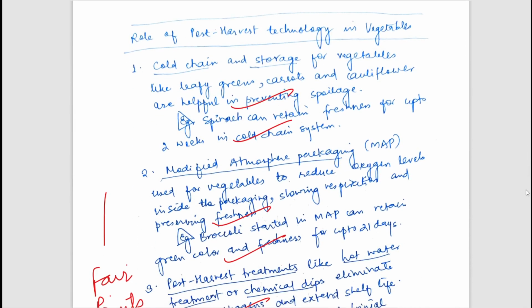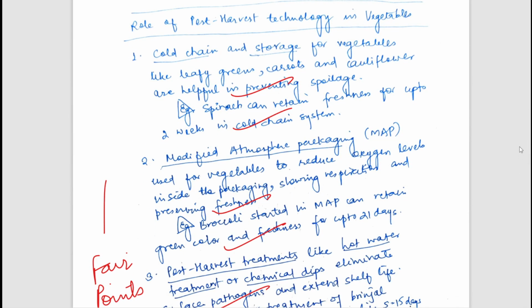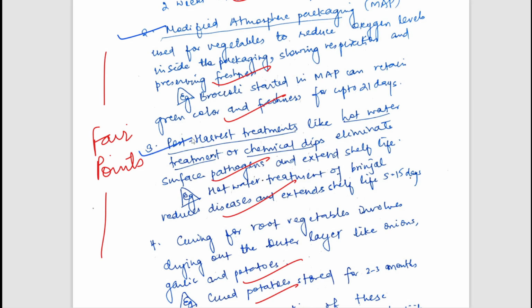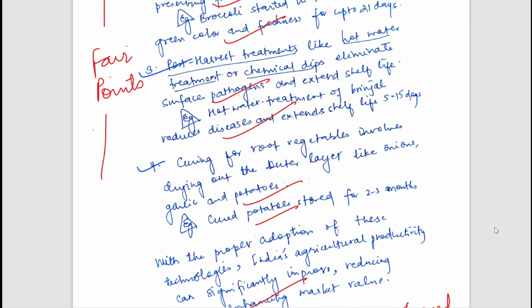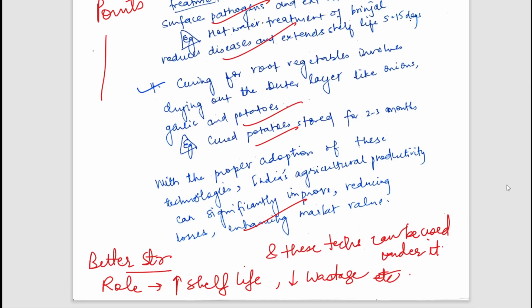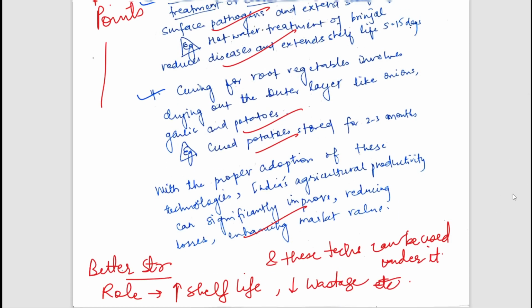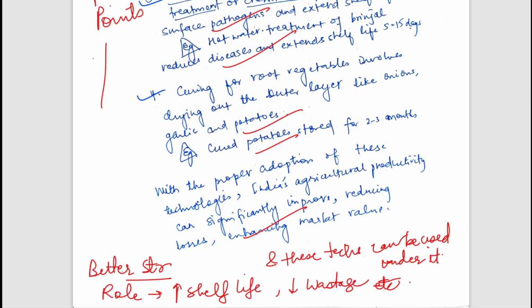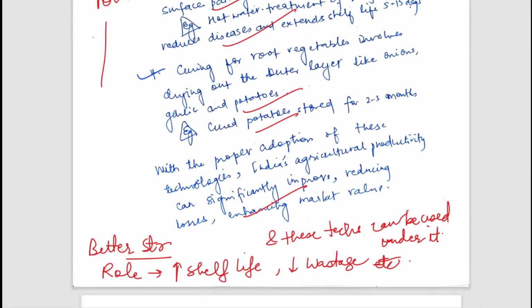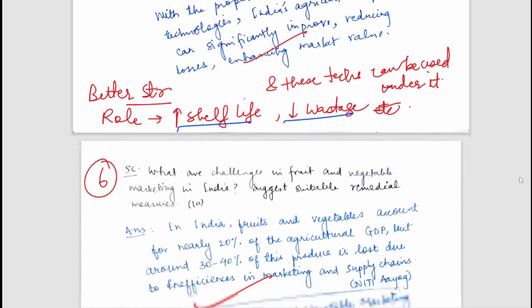Now, what is the role of post-harvest technology in vegetables? Similar points only: cold chain and storage, modified atmospheric packaging, post-harvest treatment. Various treatments can be done. Curing can be done. So these are some of the common points. You can simply pause and read it, and you can see the better structure. Although all the points have been mentioned, the better structure should be: increase shelf life, and then examples would be given of how shelf life could be increased, reduced wastage. So these could be a better structure, and I have mentioned that. Now let's move to the next question.